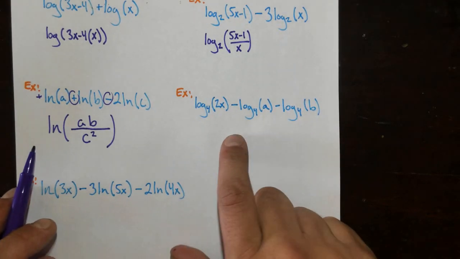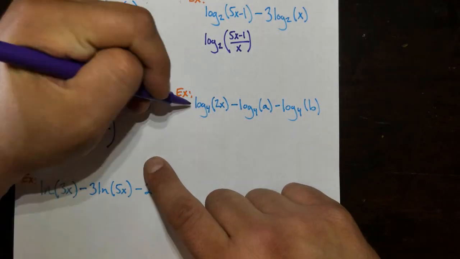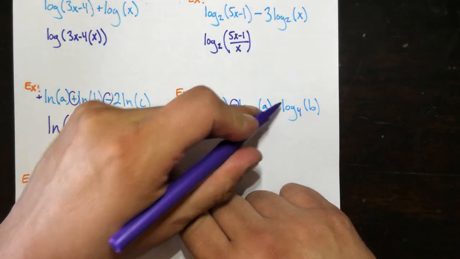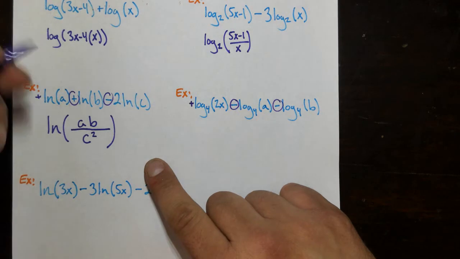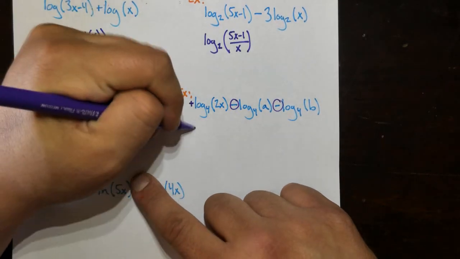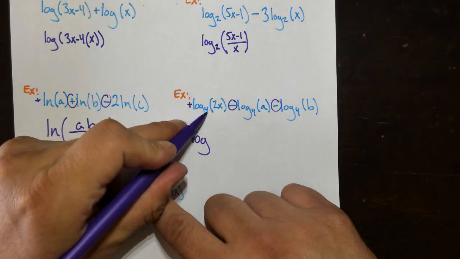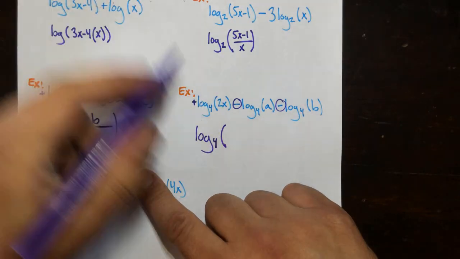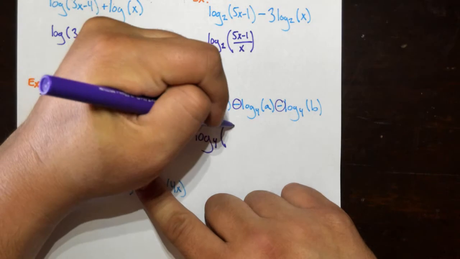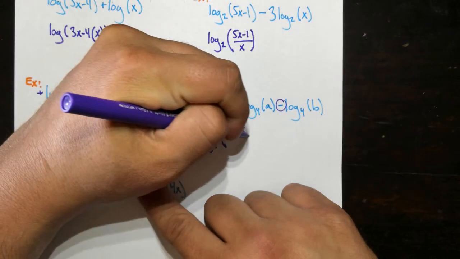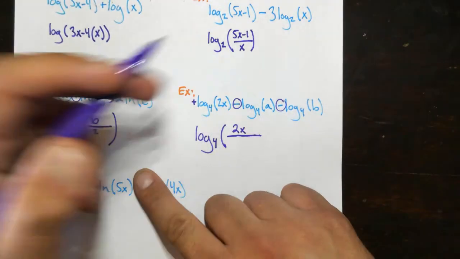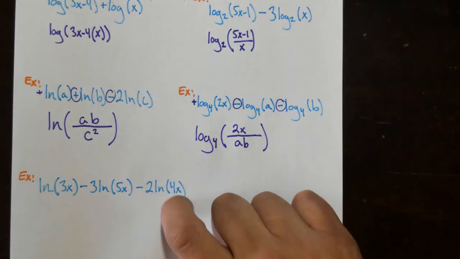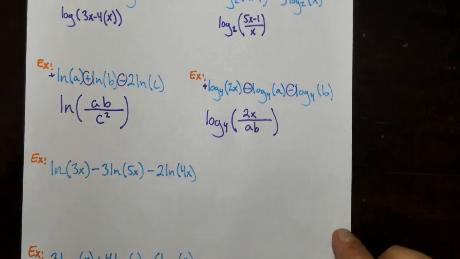So, let's see. This is a plus, so that's going to go on top. This is a minus, so that's going to go on bottom. And this is a minus, so that's going to go on bottom. So, we're going to write it as one single log, and it's log base 4. Notice they're all log base 4. And let's see, on top we're going to have 2x. And on the bottom we're going to have a and b. So it's equal to log base 4 of 2x over ab.